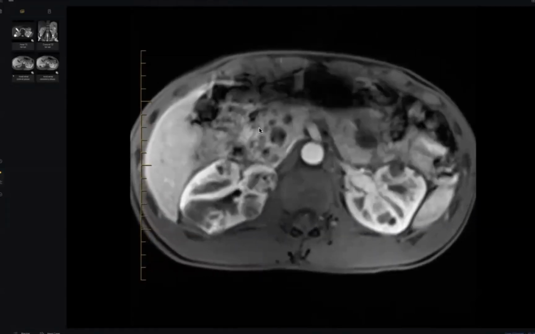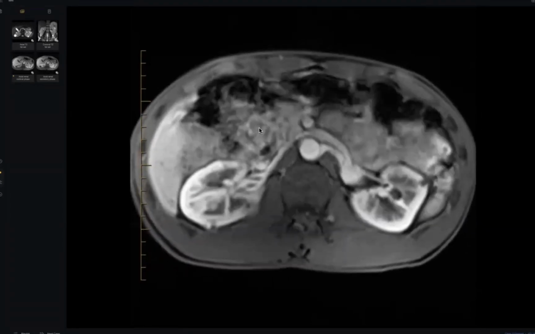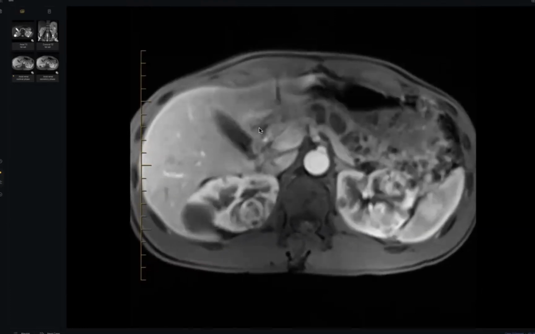Okay. What is the name of the sequence? Sir, this is the gradient echo sequence for blooming artifact. Are you sure? Look at the kidney. Look at the vessels. Is this post contrast? Sir, this is post-contrast fat set. Okay, one second.